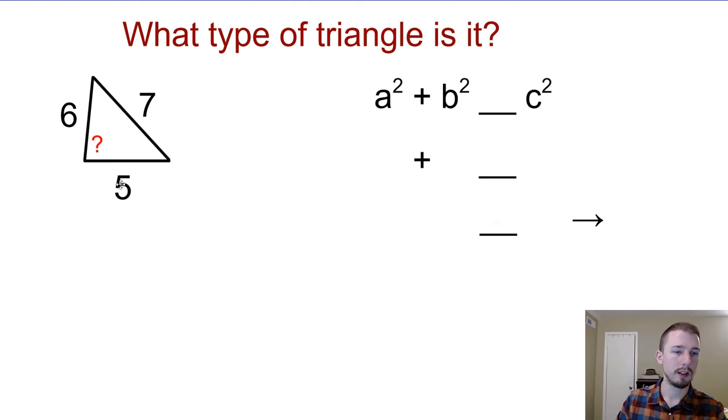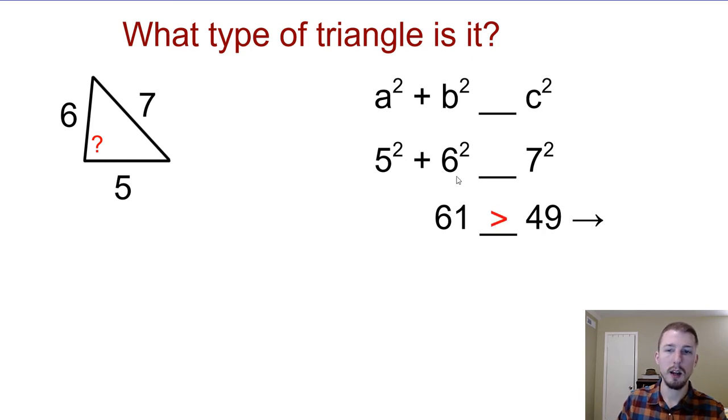Well, we got sides 5, 6, and 7. So I'm going to plug it in here with the Pythagorean theorem's converse and check it out, see what we get. So 5 squared plus 6 squared is some relationship to the 7 squared. Well, that's 25 plus 36. Again, you can put it all in the calculator if you want, but that's going to be 61. And then 7 squared is 49.